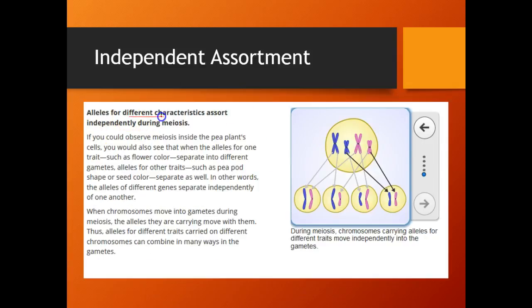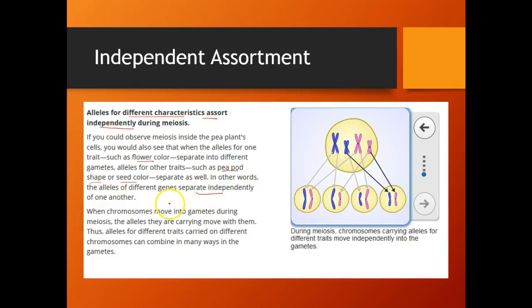Alleles for different characteristics assort independently during meiosis. Remember, this is a very important concept that Mendel discovered: independent assortment. If you could observe meiosis inside the pea plant cells, you would see that when the alleles for one trait, such as flower color, separate into different gametes, let's say a purple allele in one and a white allele in another, alleles for other traits such as pea pod shape or seed color will separate as well. However, they do separate independently.